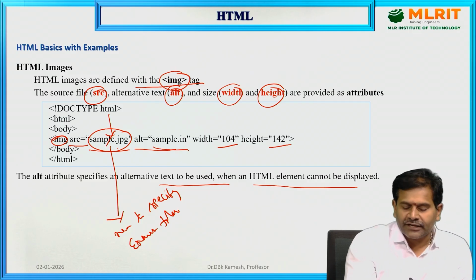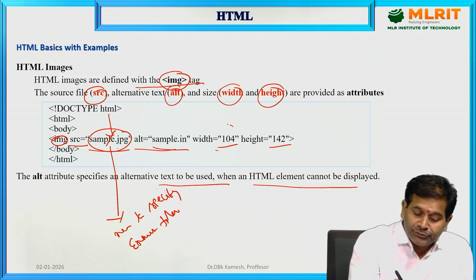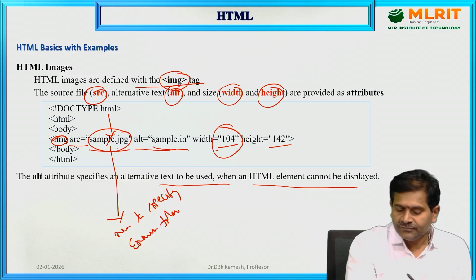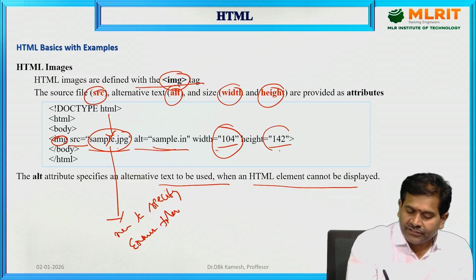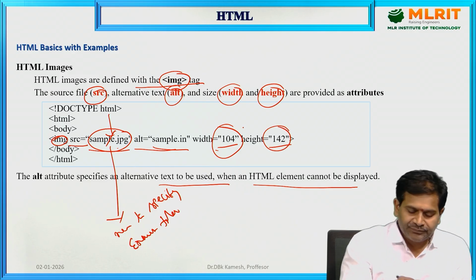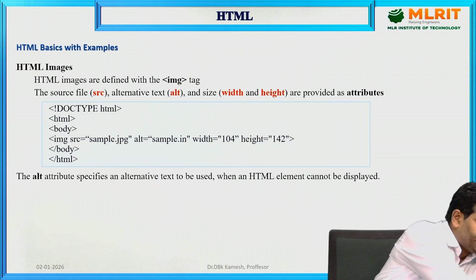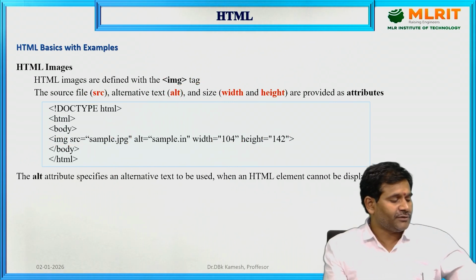Then the alternative name. Then, followed by that, you need to mention the size. So width and height, these two are important. That is called the image source.